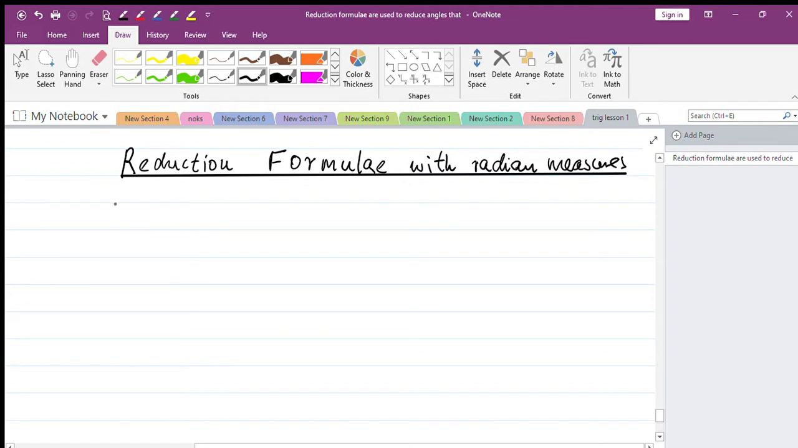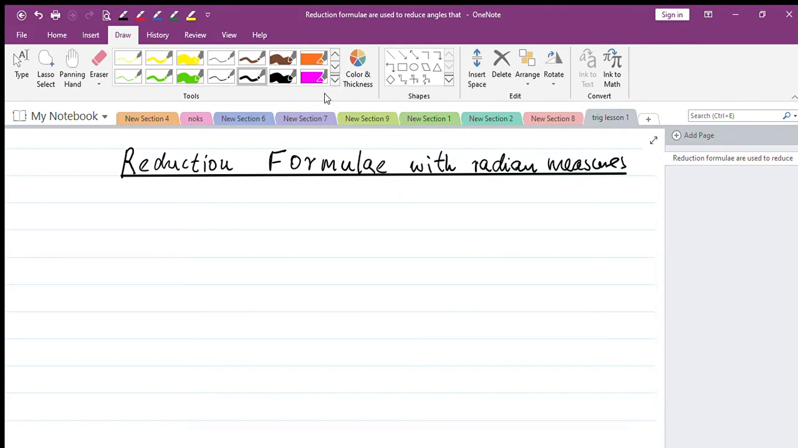This short lesson is on how to use the reduction formula when you have radians included in your trig expression. A very important concept to remember is that pi radians is equivalent to 180 degrees.